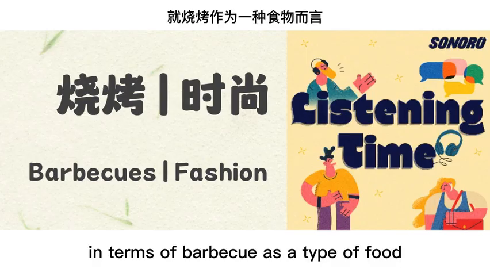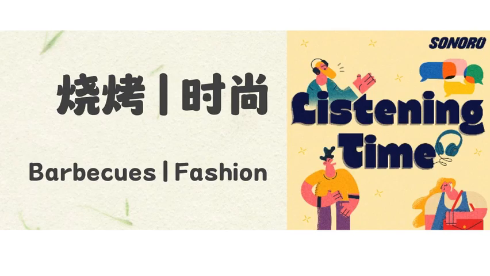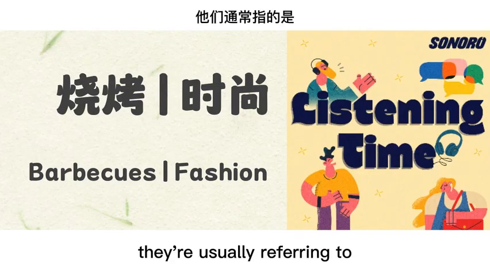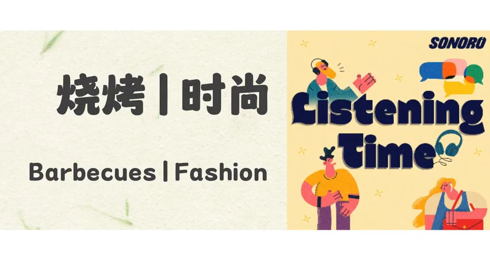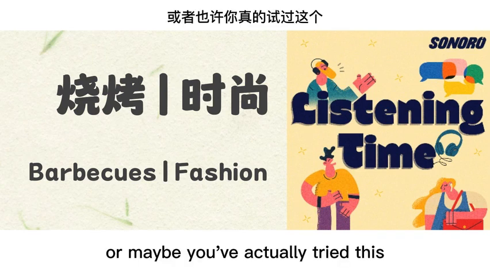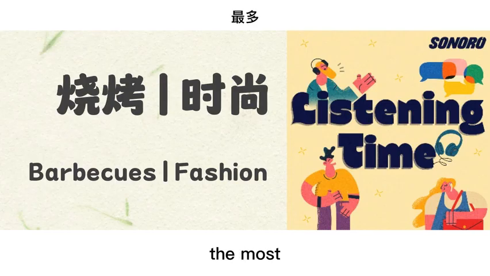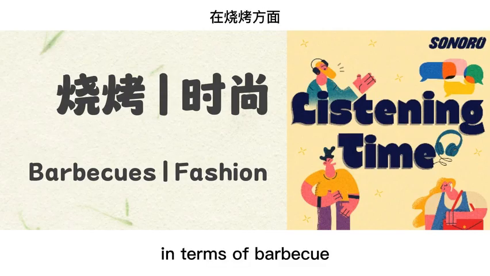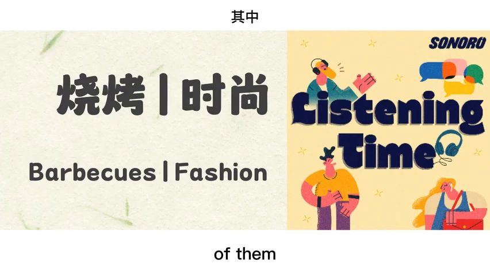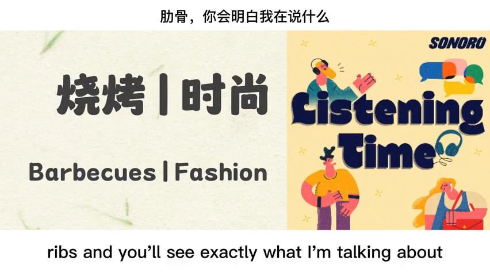So in terms of barbecue as a type of food, when people talk about barbecue in the U.S., they're usually referring to Southern style barbecue. You might have seen this in movies or TV shows before, or maybe you've actually tried this. For example, the most emblematic type of food in terms of barbecue is ribs. I'm sure you've seen these or heard of these before. If not, look up a picture of them, type in ribs, and you'll see exactly what I'm talking about.